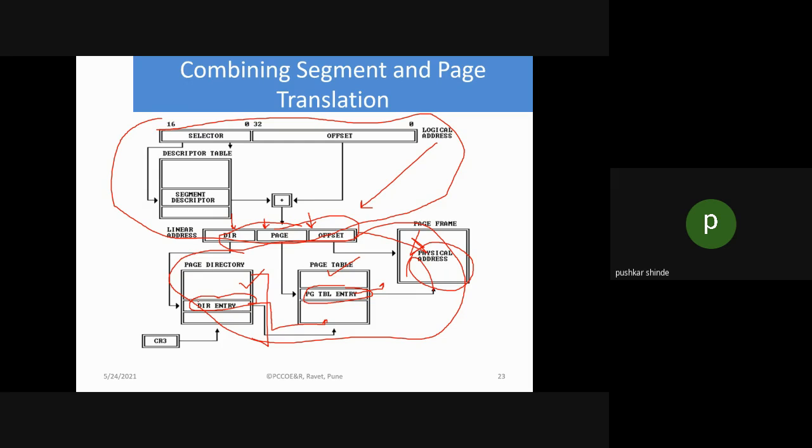32-bit entries are there in each page directory, and there are such 1024 entries in the page directory. The base address of page directory is stored in the CR3 register, control register 3, that is the page directory base register. So this is the total segment translation and page translation given together. If they ask you to give the combining segment and page translation, you will have to draw this diagram and explain in brief.